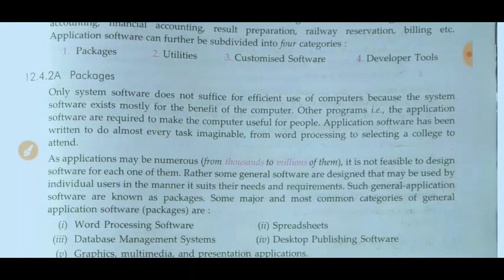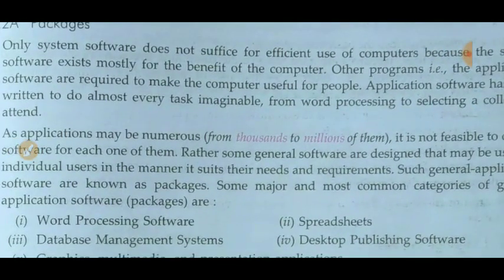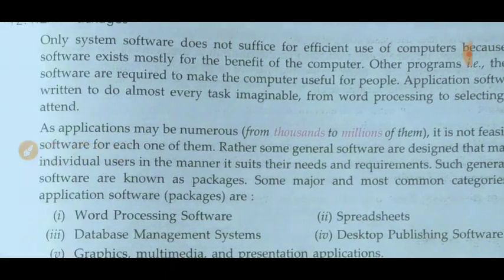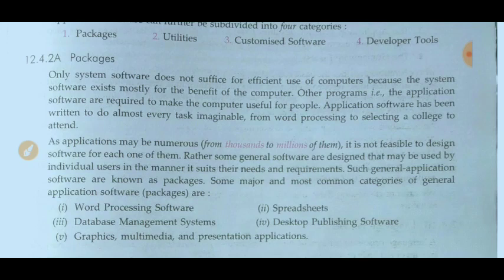See this line here: applications may be numerous, from thousands to millions of them, means different types of application software. For different purposes we have different kinds of application software. Gaming software is different, designing software is different, animation software is different, processing software is different, writing software is different, image processing software is different. It is not feasible to design software for each one of them. So rather, some general software is designed that may be used by individual users in the manner that suits their needs and requirements. Means a common software is made for all users, and they can use it for different purposes.